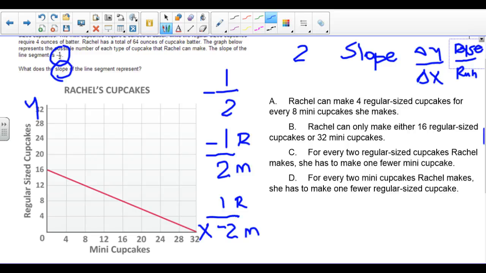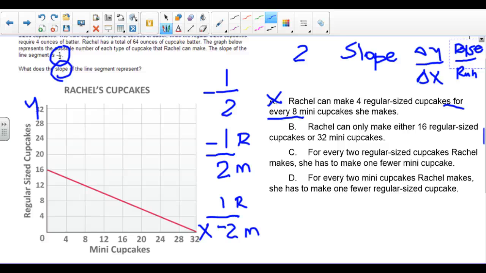Here choice A says Rachel can make 4 regular size cupcakes for every 8 mini cupcakes she makes. If we take a look at this one, this is not a direct relationship, so that would be a big no. It says here for every, and there's nothing here that says it's increasing or decreasing, because this slope right here is a negative slope. So something has to be going down.